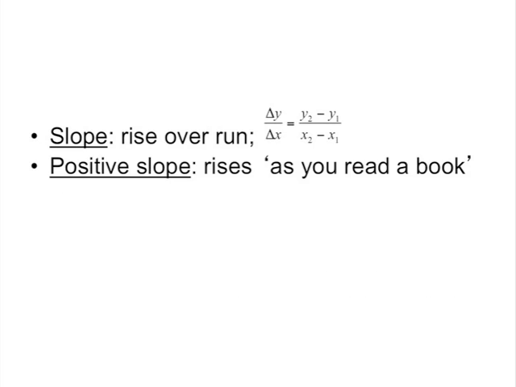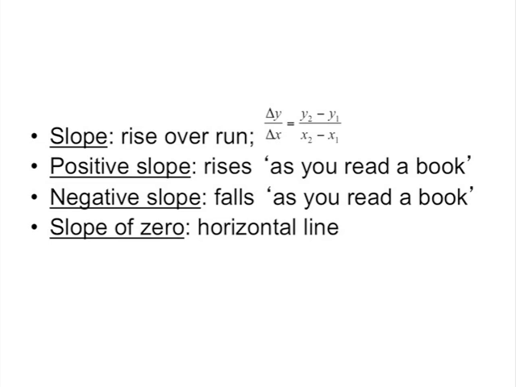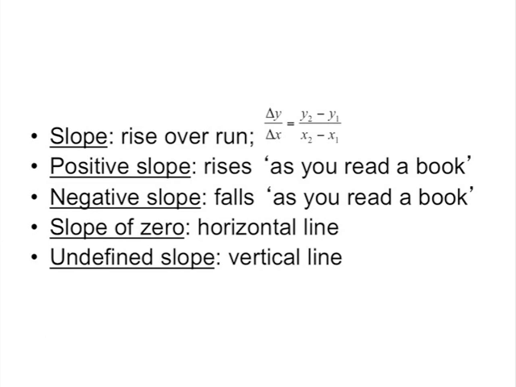A positive slope rises, and I say as you read a book. So when we talk about reading a graph, we read a graph from left to right. As you move across your page from left to right, a positive slope line will be rising in value. A negative slope line will be falling. The slope of 0 is a horizontal line. An undefined slope is a vertical line.